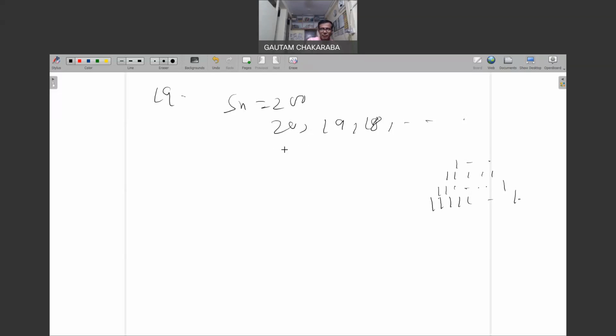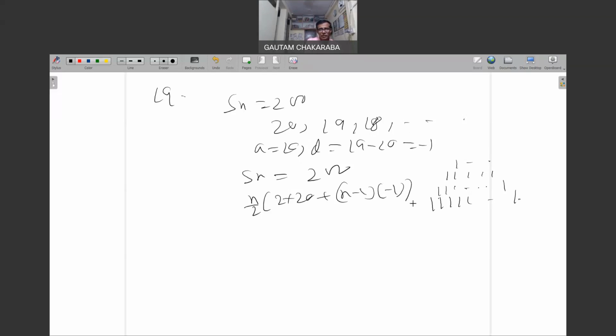So it is an AP. You observe here that the first term is 20 and the common difference is 19 minus 20, which is minus 1. The sum is also given, so you apply the identity Sn = n/2 [2a + (n minus 1)d], with a = 20 and d = minus 1, equal to 200.